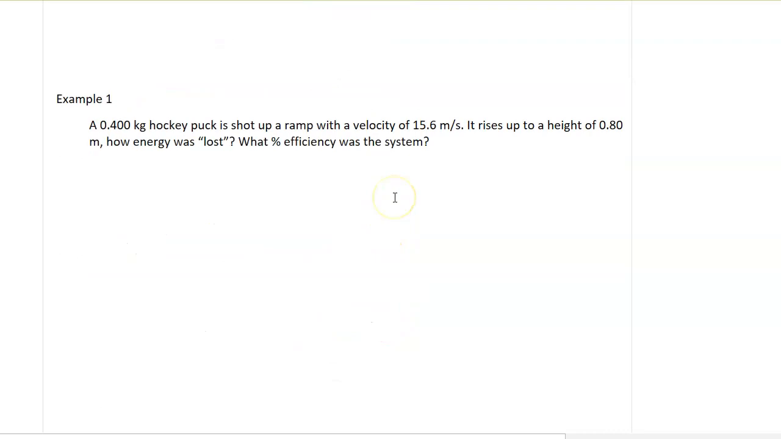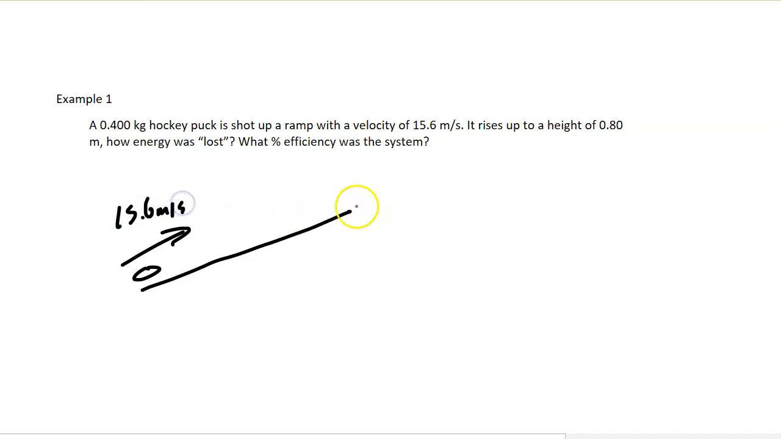So let's take a look at an example of what this might look like within our physics. We've got a 0.4 kilogram hockey puck that is shot up a ramp at 15.6 meters per second, and reaches a height of 0.80 meters. The question is, first of all, how much energy was lost and what is the percent efficiency?